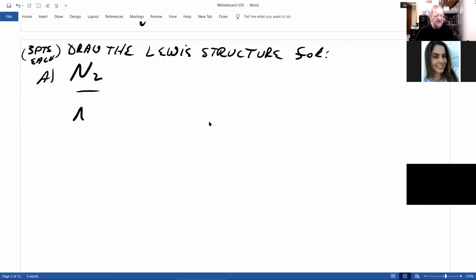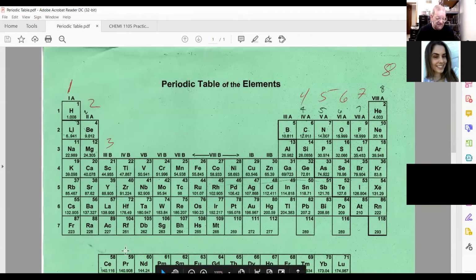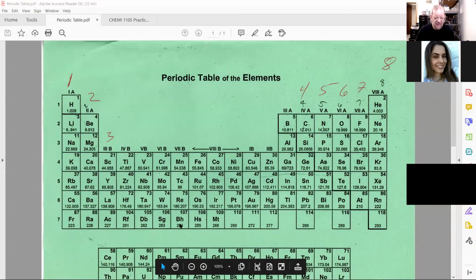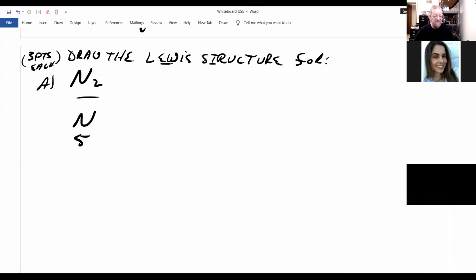Now, nitrogen, first of all, to draw the Lewis structure of a molecule, we have to know how many valence electrons it has. How do we do that? We go over to the periodic table. If we look, nitrogen has, oh, look, on top, V, which is also number 5, in red. I wrote them in red so you could see them better. So nitrogen has 5 valence electrons.